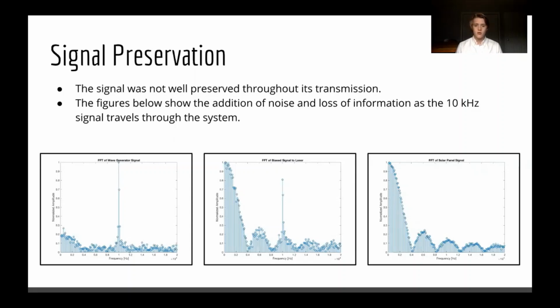The middle graph shows the introduction of this big sinusoidal pattern, and that was from the DC biasing. So we had to up the voltage to power the laser, and it introduced that noise into the system. And you can still see the 10 kilohertz signal there. However, the last graph is the signal after it's collected by the solar panel. And you can't see that 10 kilohertz signal there, which was the important information. You still have that sinusoidal, and you can see that it was kind of smoothed over, which suggests the capacitance of the solar panel. But this analysis shows that there's a lot of improvement to be made in the area of signal preservation within our transmission system.